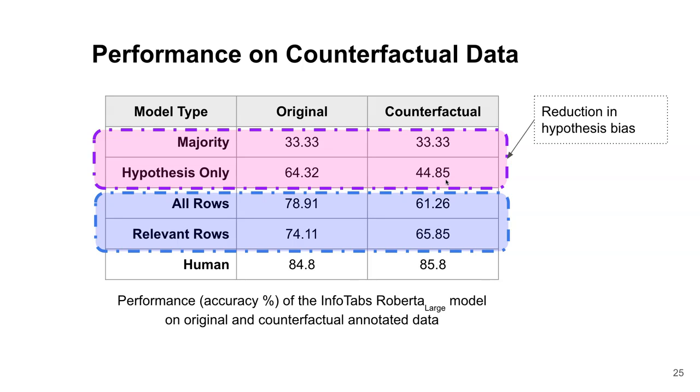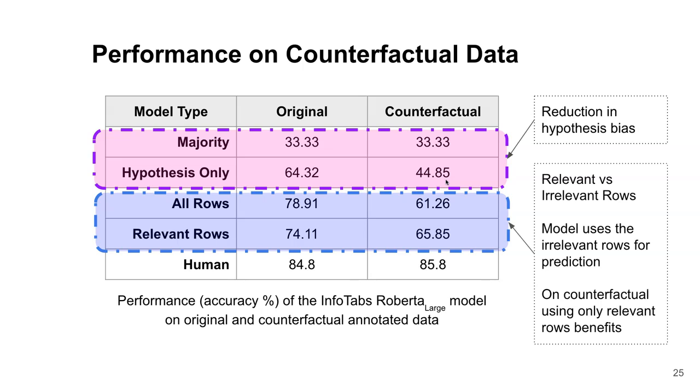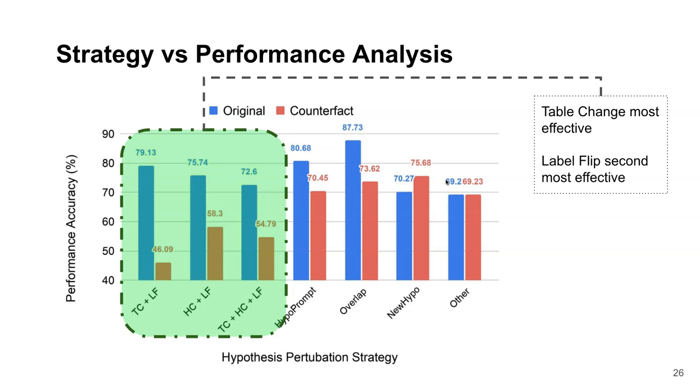However, we also find that using only relevant rows decreases performance in both original and counterfactual tables, but in the counterfactual table it actually increases compared to the original table. That means the model is actually using irrelevant rows for prediction, and that's why when we just give the relevant rows, the model starts losing accuracy. But in the counterfactual data, that is useful and it benefits to just give the relevant rows. It shows that the relevant row metadata which we have is also important. And finally, the human performance is pretty good and equally good on both sides.